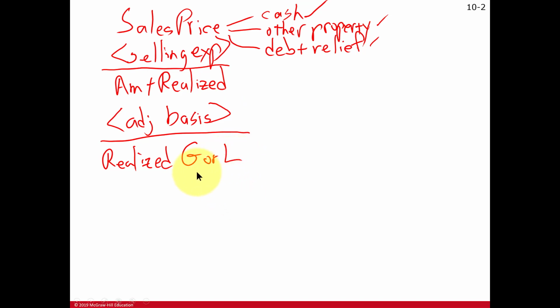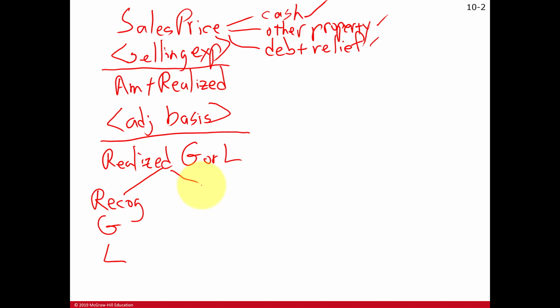So now, just because we have a realized gain or realized loss doesn't make it taxable gain or taxable loss. If the gain is taxable or if the loss is deductible, we have a category called recognized gain. Now you're going to pay taxes on that gain. Or recognized loss. Now you get to deduct the loss and save taxes. Okay, so that's one category.